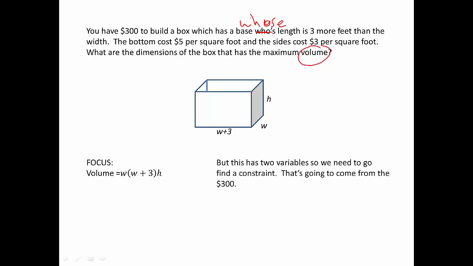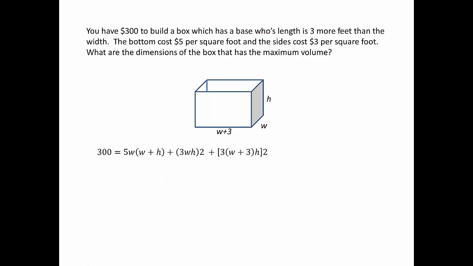But that has 2 variables, so we need to go find a constraint, and that's going to come from this $300 here. All right, well, that $300 is going to be the cost of all 5 sides. So we have the area of the bottom, and that's $5, so I'm going to multiply it by 5, right? That's this area down here on the bottom. And then we have 2 of these sides, that side and then this side. And each of those sides costs $3, and there's 2 of those sides.